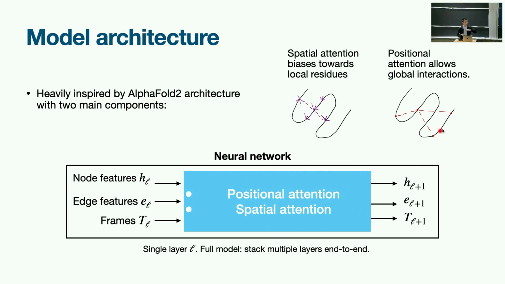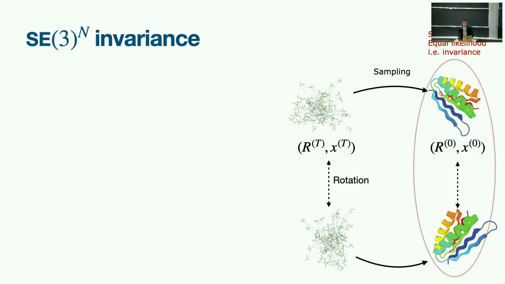Positional attention is just like a transformer architecture, where you add self-attention here to help it attend to neighbors that are in a long-range interaction. And the neural network will iteratively update its embeddings using both positional and spatial attention to get the final embedding. And then the important thing is invariance as well.